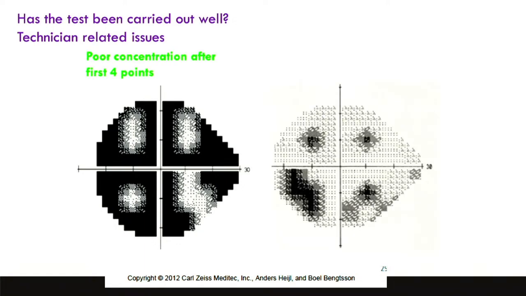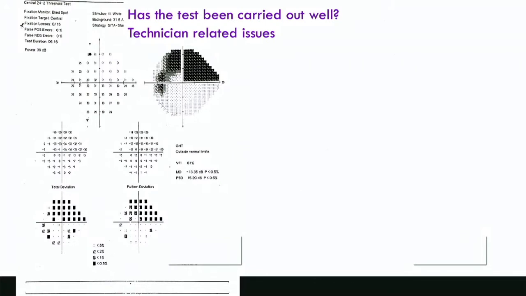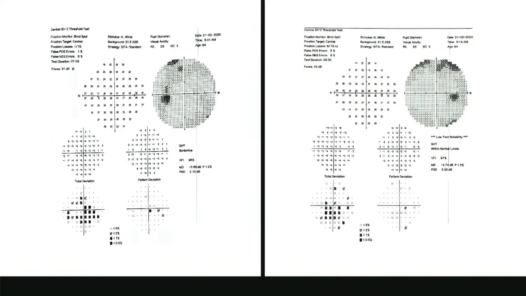Has the test been carried out well? In the first 4 points that were tested in each quadrant, the patient was attentive. After that, the patient slept off. So you have the cloverleaf pattern. And this is the reversed cloverleaf pattern, whereby the patient did not know that the test had started. So this is the technician's problem, cloverleaf. Then, technician-related issues: gaze tracker is off. But that happens all the time.